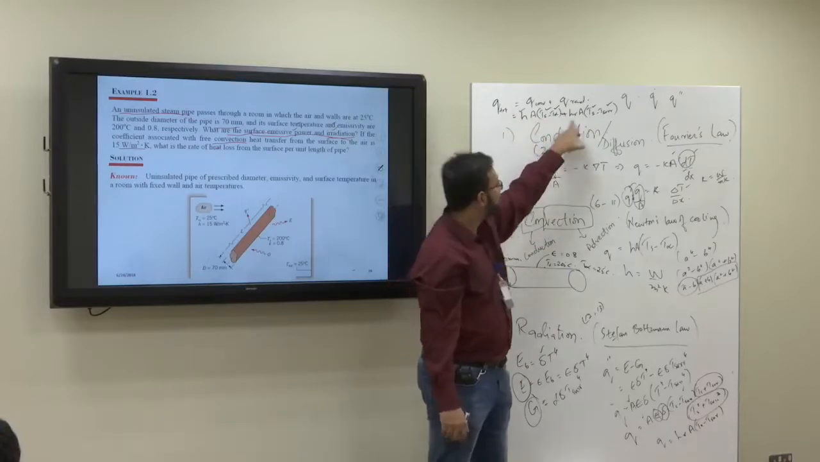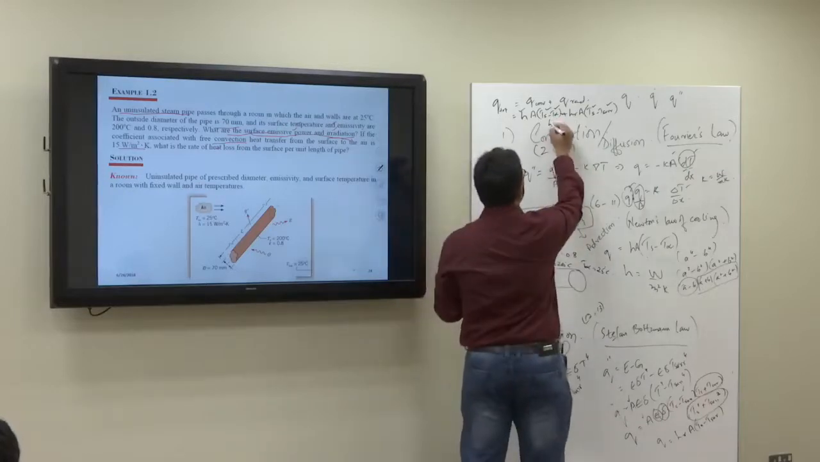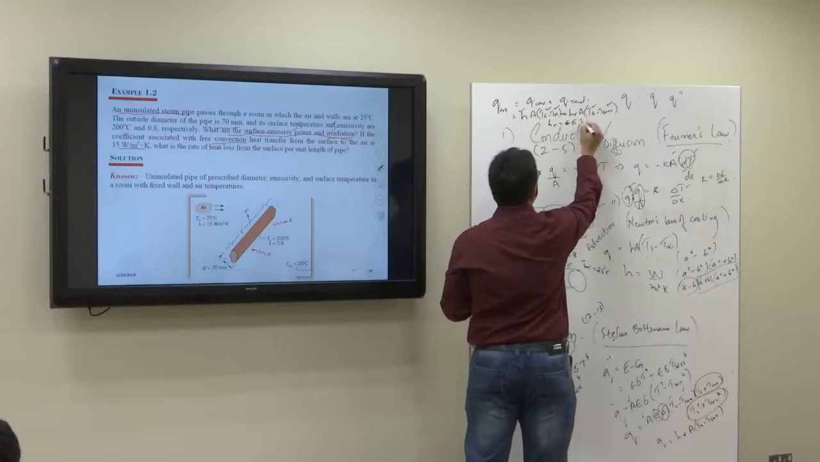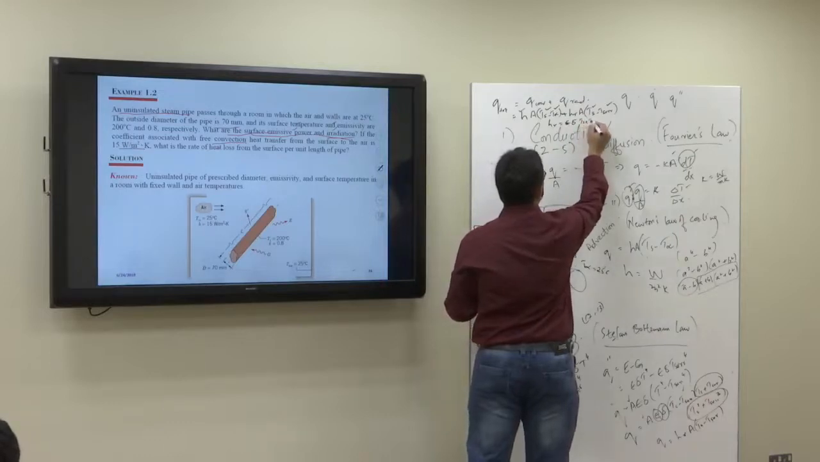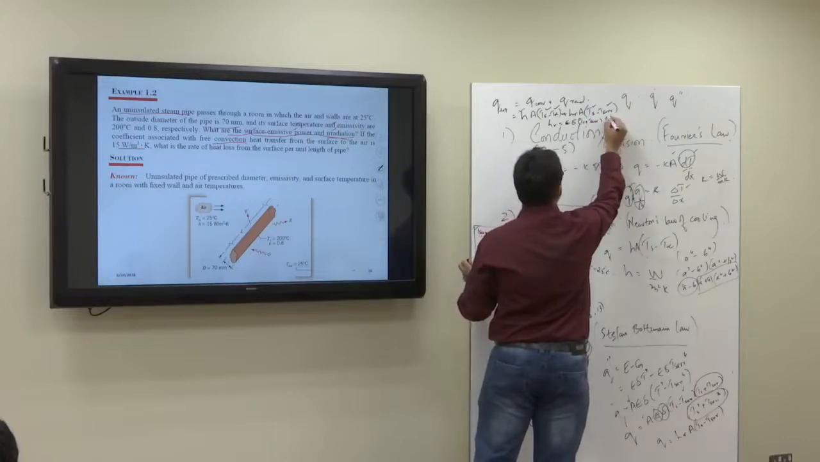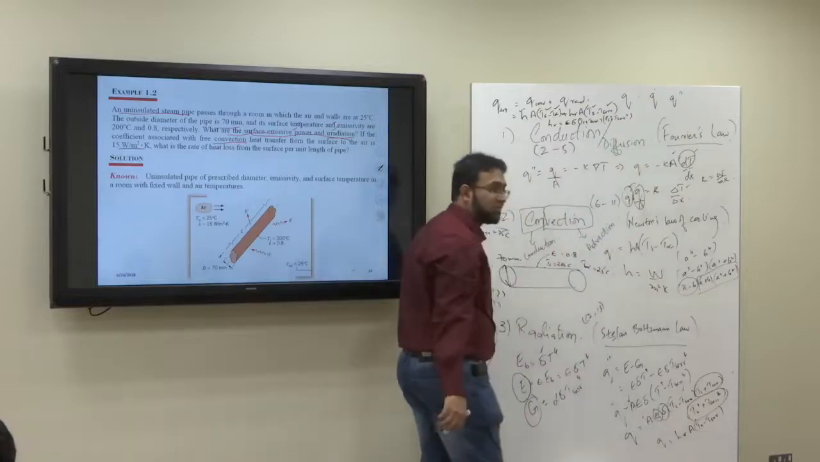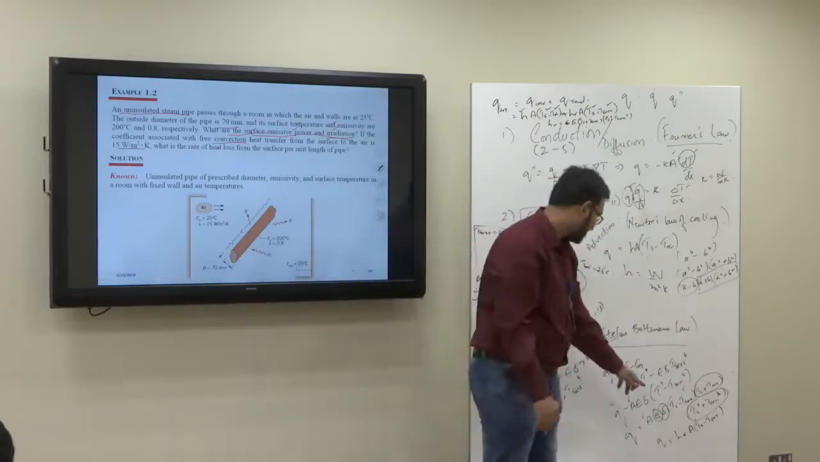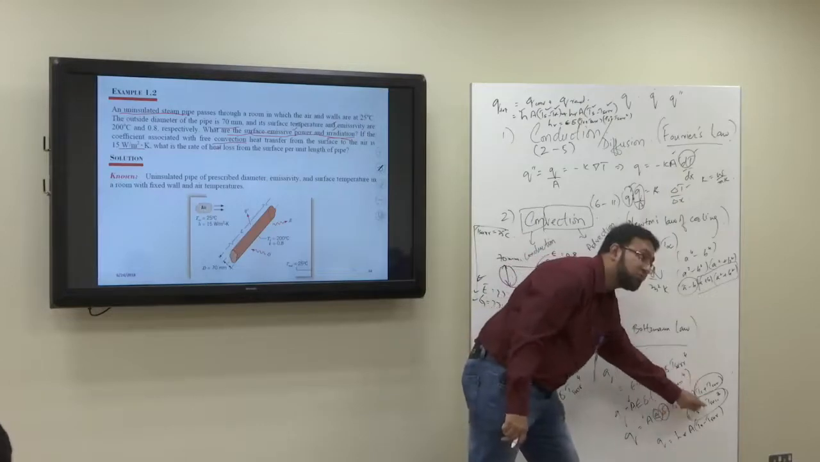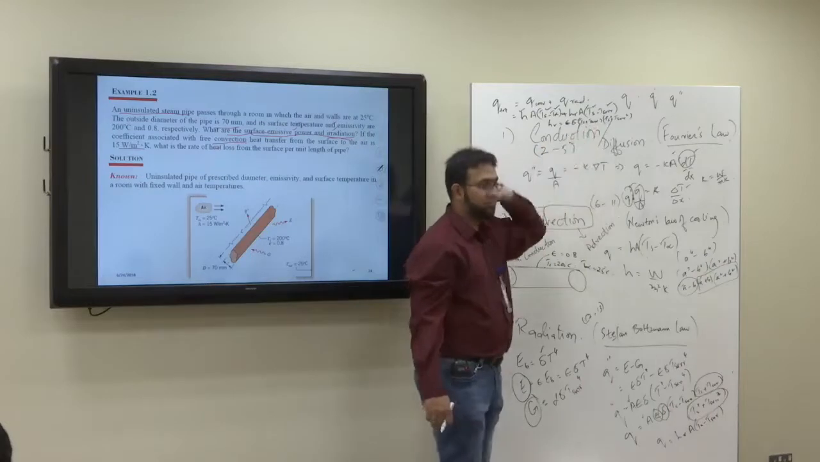What about hr? For hr, you know the formula: hr is equal to epsilon sigma (Ts plus T surrounding) into (Ts square plus T surrounding square), right? This is the formula for hr: epsilon sigma (Ts plus T surrounding)(Ts square plus T surrounding square).